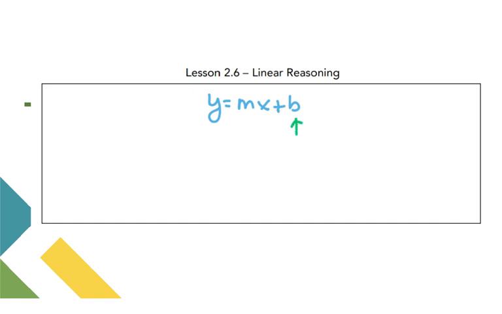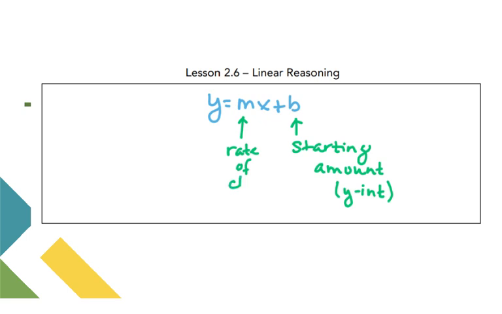First thing, this b, the number that does not have the x, that is your starting amount. And that's also going to be where you are on the y-axis, or whatever the vertical axis is all about. The m is telling us our rate of change. How much does this change as we move forward in this situation? You might remember this as a rise over run. And if you remember that, that's great.